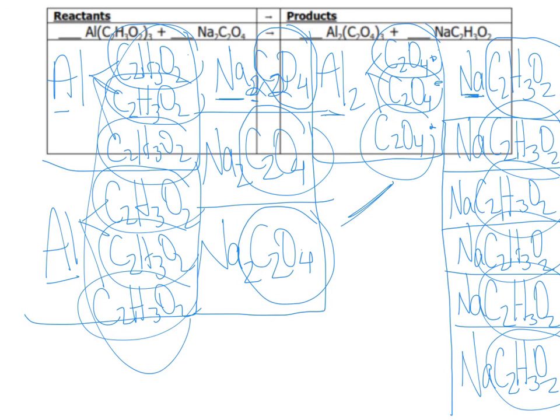So I just count my boxes: 2 of the first, 3 of the second, 1 of the first product, and 6 of the last product. So my coefficients are 2, 3, 1, 6.